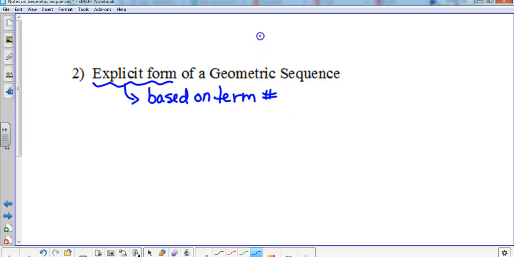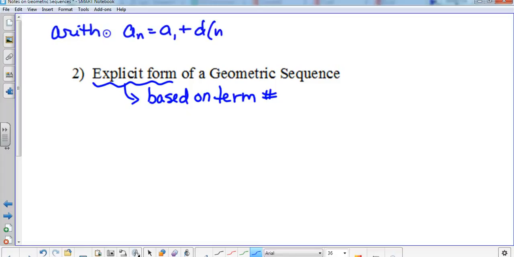All right, let's think about this for a minute. The arithmetic looked like this. It said take the first term and add the difference n minus 1 times. What do you think the geometric's going to look like? What is that thing we're multiplying by called? R.